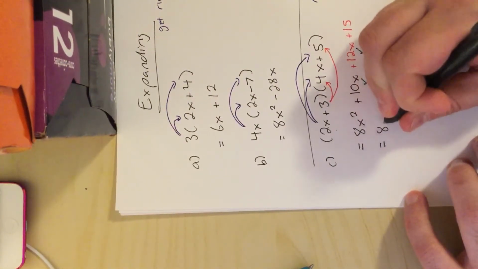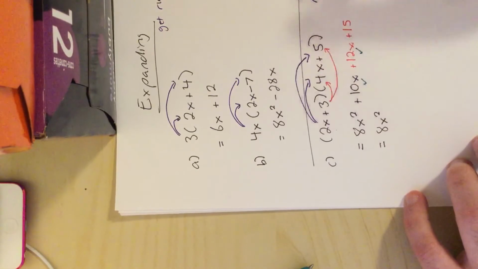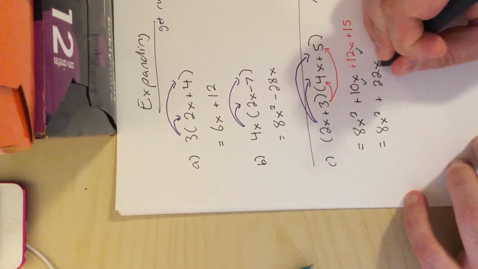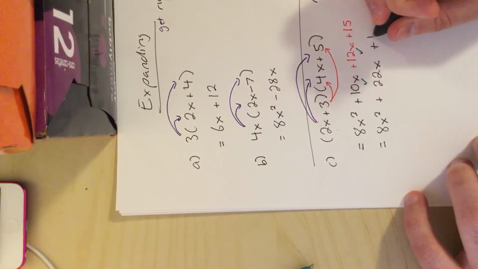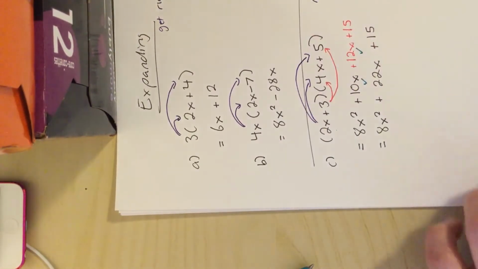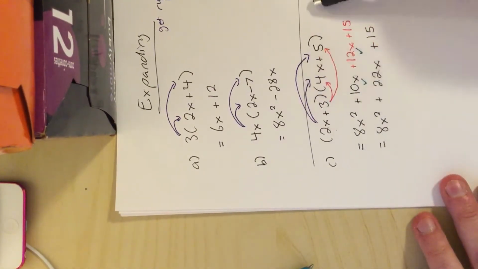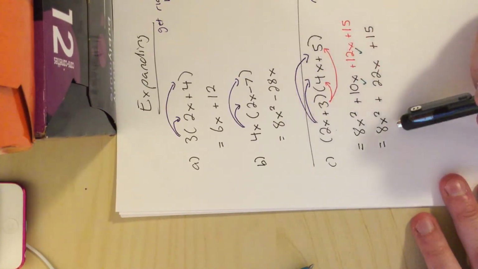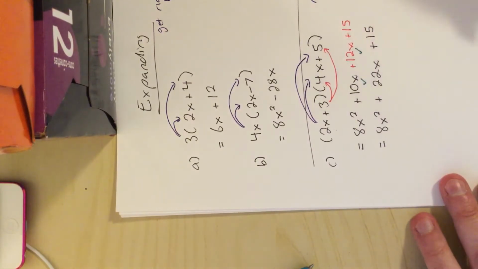So the 8x squared stays 8x squared. 10 plus 12 is 22, so that's going to be plus 22x. And 15 is 15. And that's the final answer. So this times this is going to give us this. 2x plus 3 times 4x plus 5 is 8x squared plus 22x plus 15.